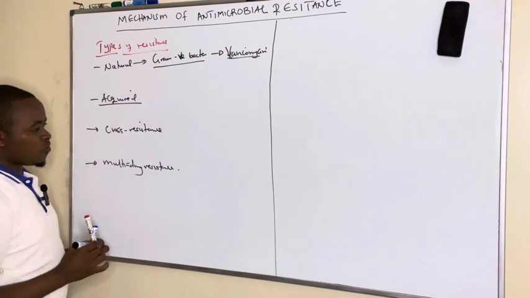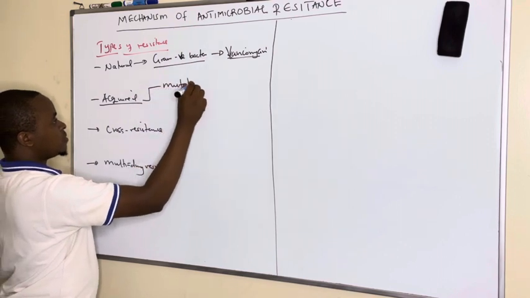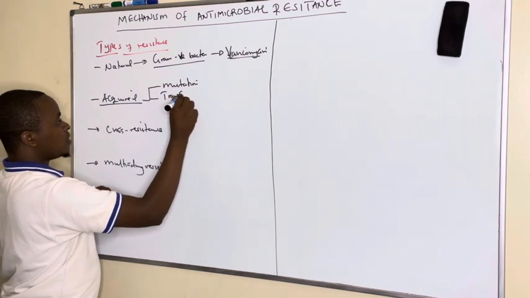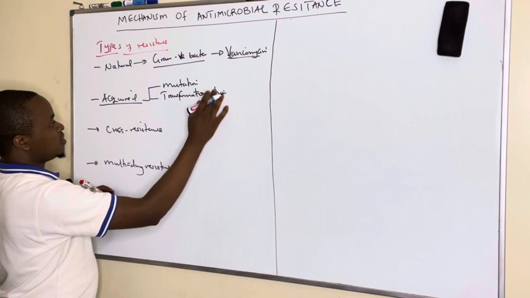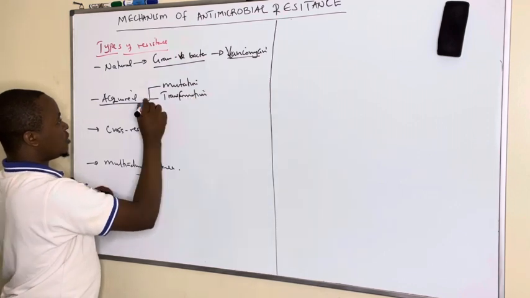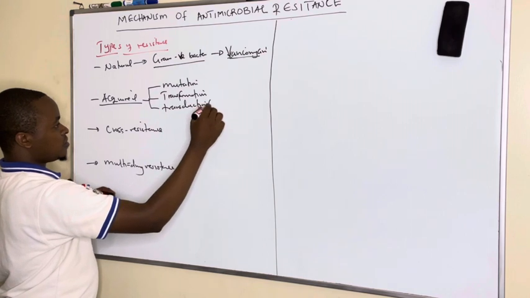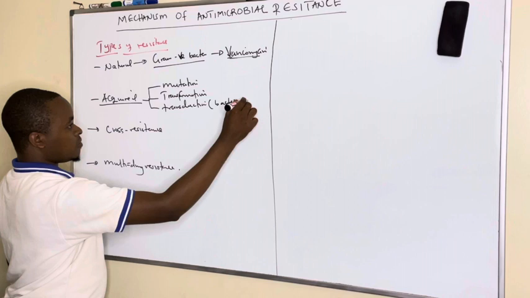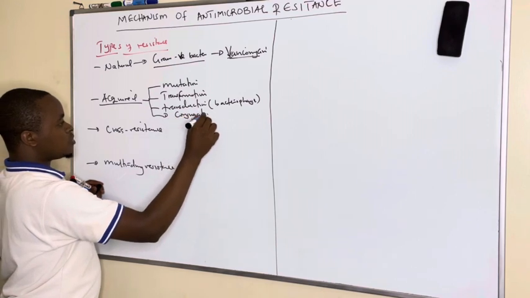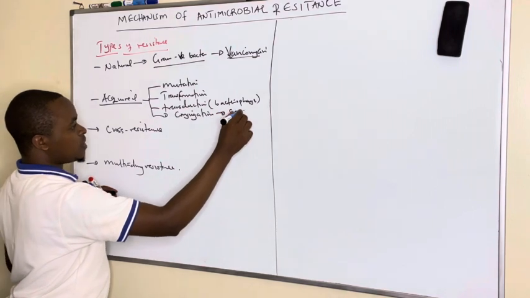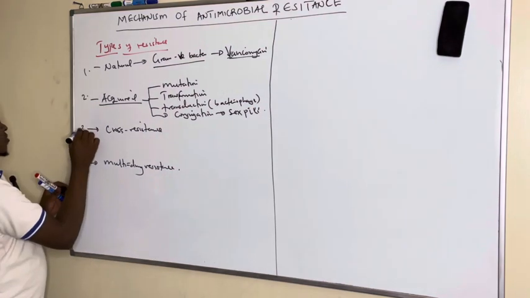Then others which are under acquired, we shall see how resistance is acquired either by mutation or by transformation, whereby the microorganism acquires naked DNA from the environment. That is transformation. Then we shall see transduction, whereby this one is via the bacteriophage, which transmits this resistance gene to different bacteria. And lastly, we can talk about conjugation. This conjugation is whereby two bacteria share their genes via sex pili. So this is acquired. So we have four types.